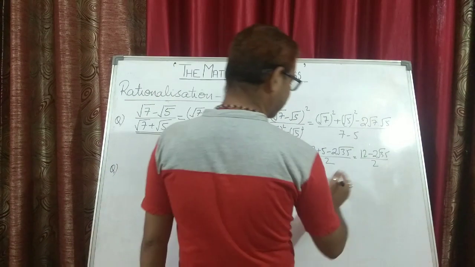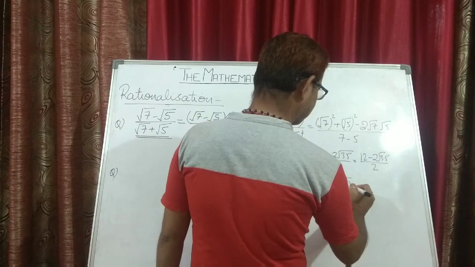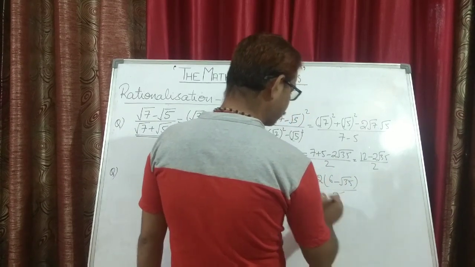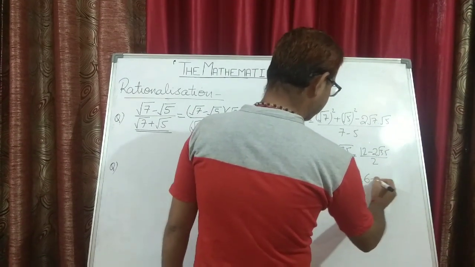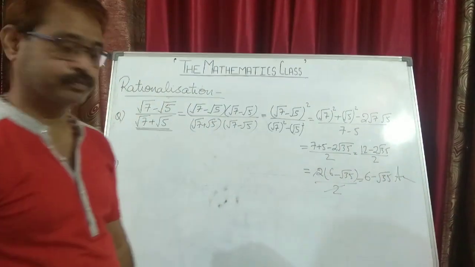Now from the numerator you can take 2 common. So 2 common, 6 minus root 35, upon 2. 2 and 2 cancel. So the final value is 6 minus under root 35.